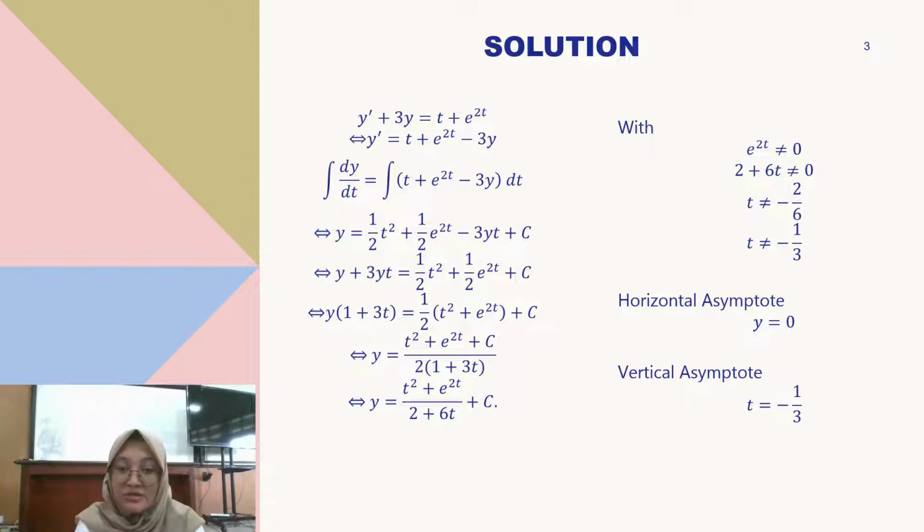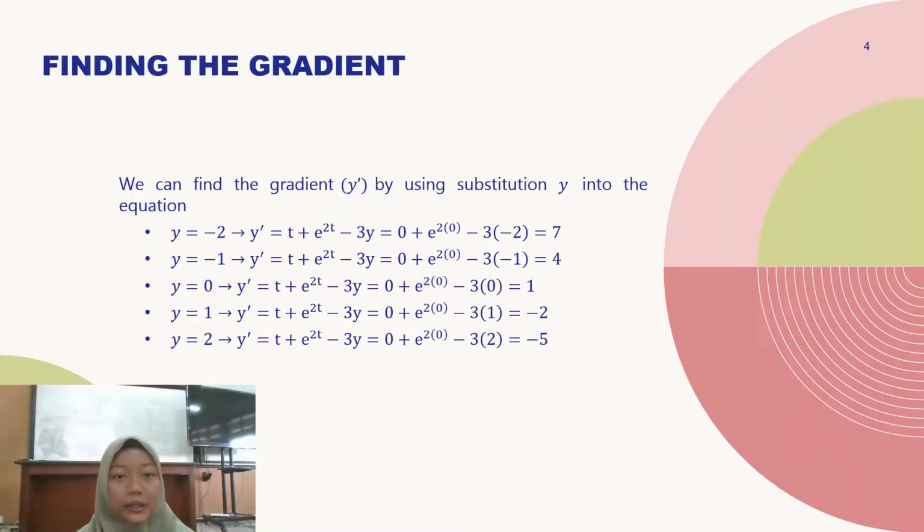2 plus 6t is not equal to 0. Then t is not equal to minus 2 over 6. Then t is not equal to negative 1 over 3. Then the horizontal asymptote is y equal to 0, and the vertical asymptote is t equal to negative 1 over 3. Okay, next we have to find the gradient.